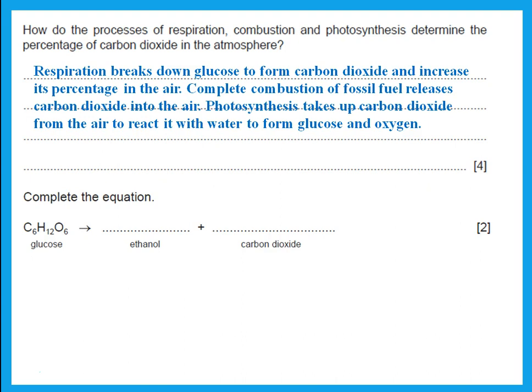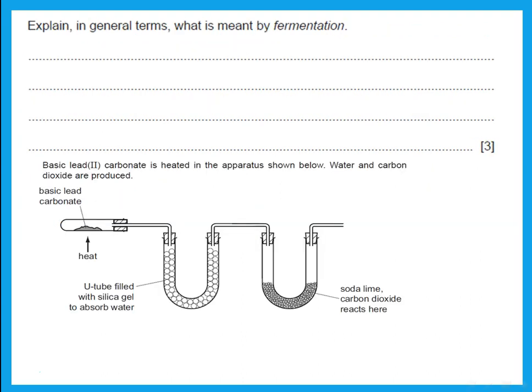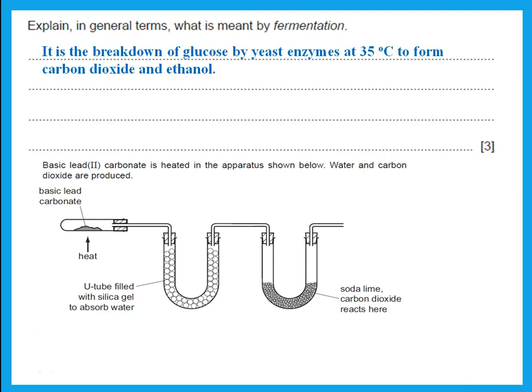Okay, complete the equation. Glucose to give ethanol plus carbon dioxide. How do we write ethanol and how do we write carbon dioxide? And when you sit down and balance it, you'll find that you need this kind of balancing. Okay, explain in general terms what is meant by fermentation. What was fermentation? Breakdown of glucose by yeast enzymes at 35 degrees centigrade to form carbon dioxide and ethanol.